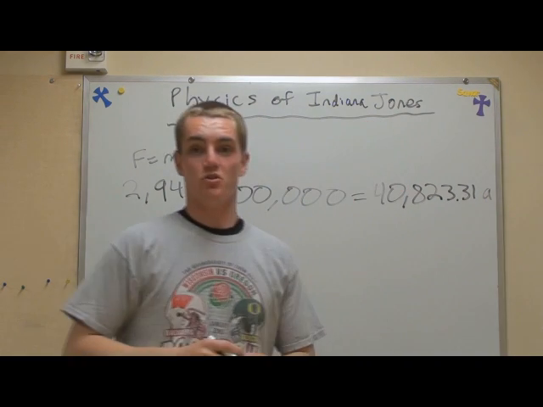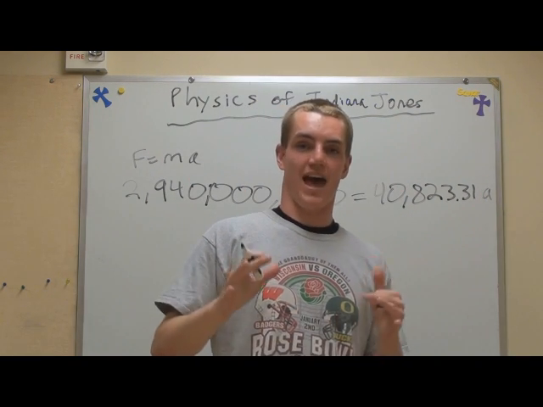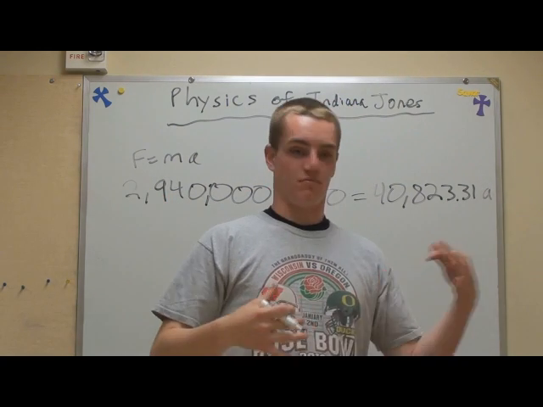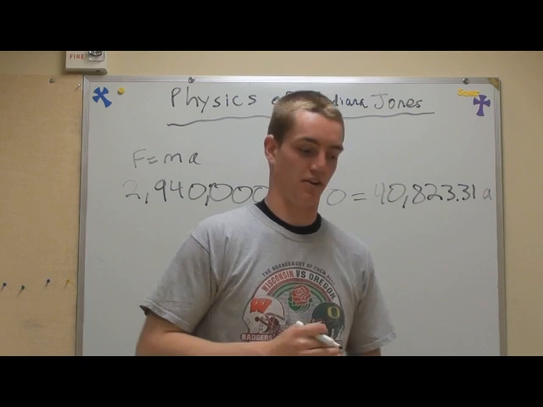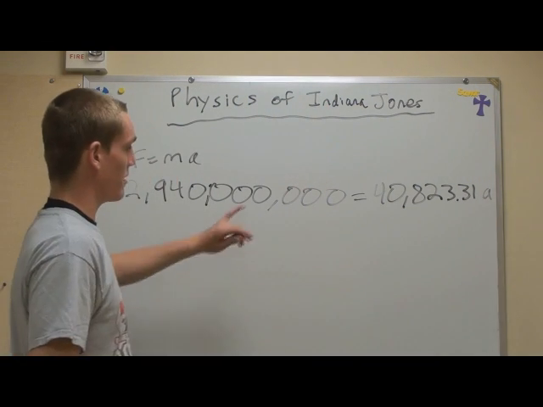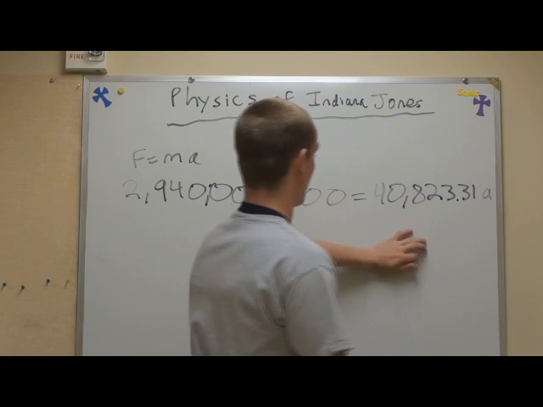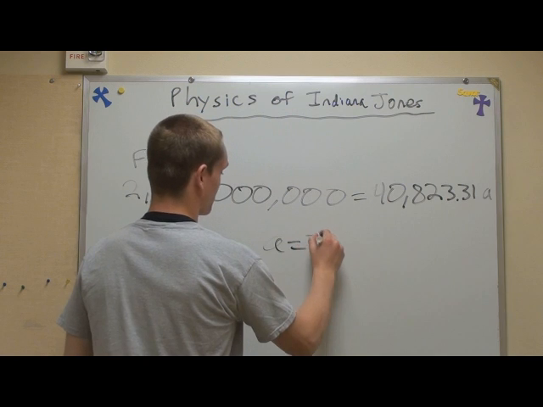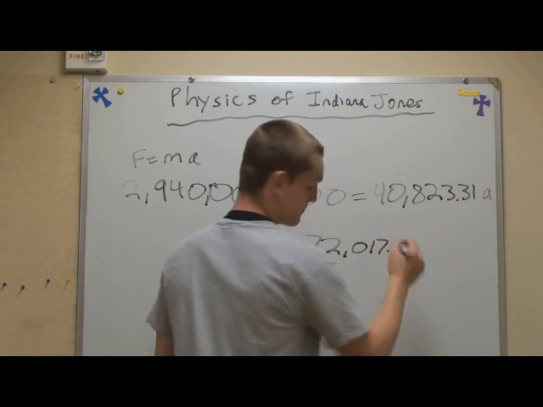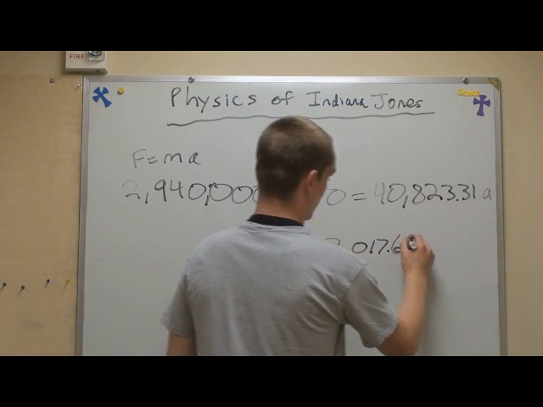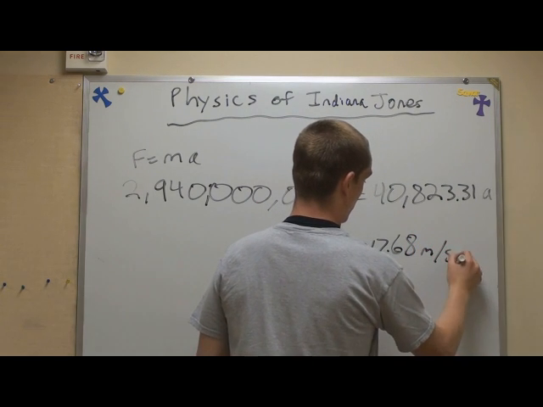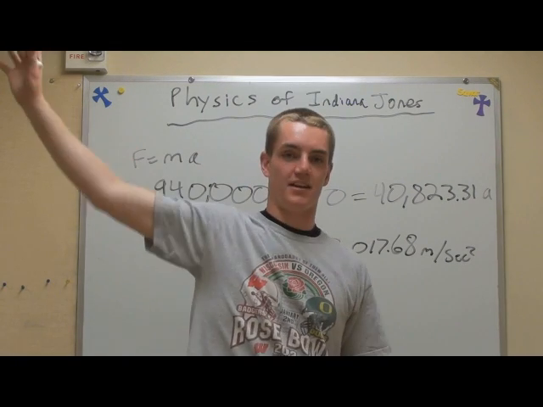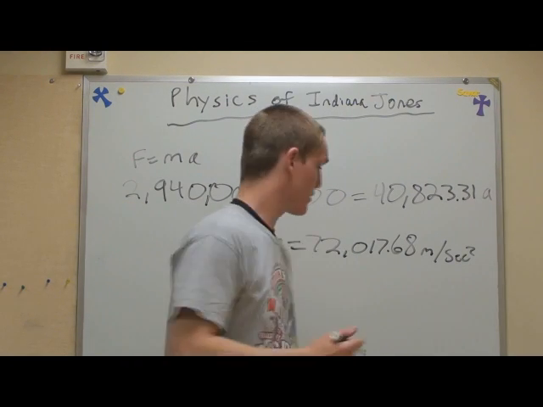The first thing we need to do is find out how fast that refrigerator accelerated off of its base in the house. To do this, it's simple arithmetic. All you gotta do is divide it. You find out that your acceleration equals 72,017.68 meters per second squared. That's how fast the refrigerator accelerated off its base, flying in some odd direction.